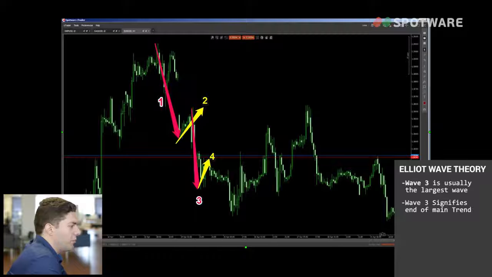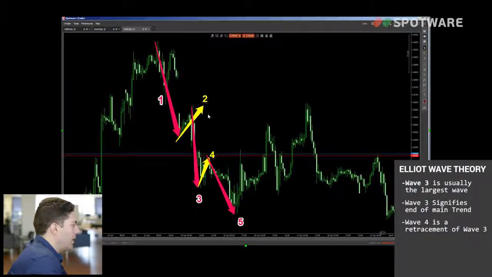The corrective wave 4 usually retraces less than 38.2% of wave 3. At the end of this wave, or at the percentage of retracement, you can enter the market and start trading the Elliott wave theory, putting your stop loss somewhere above the top of wave 3. So if we would enter here short, we can place our stop loss somewhere around here.